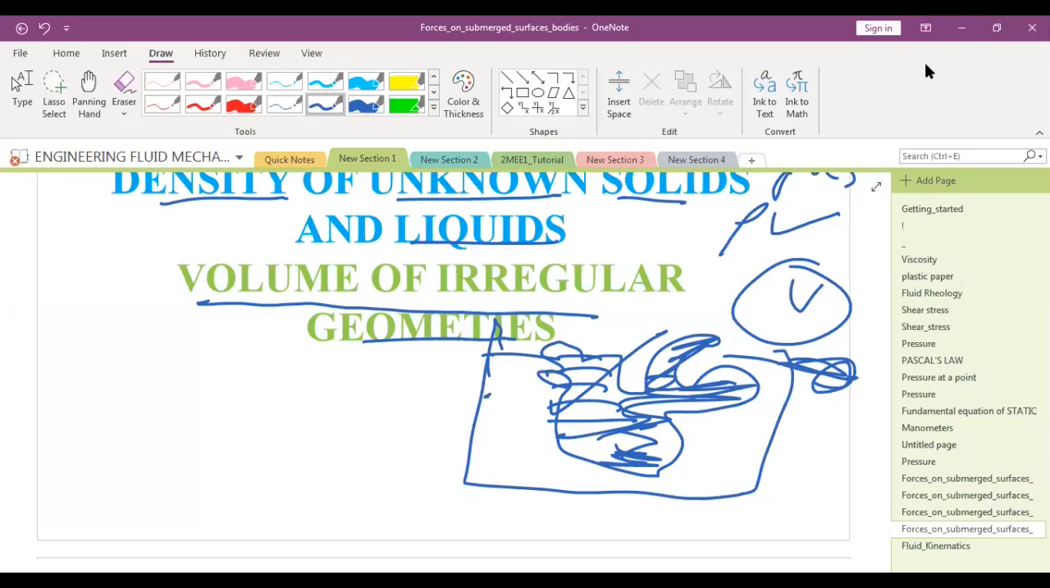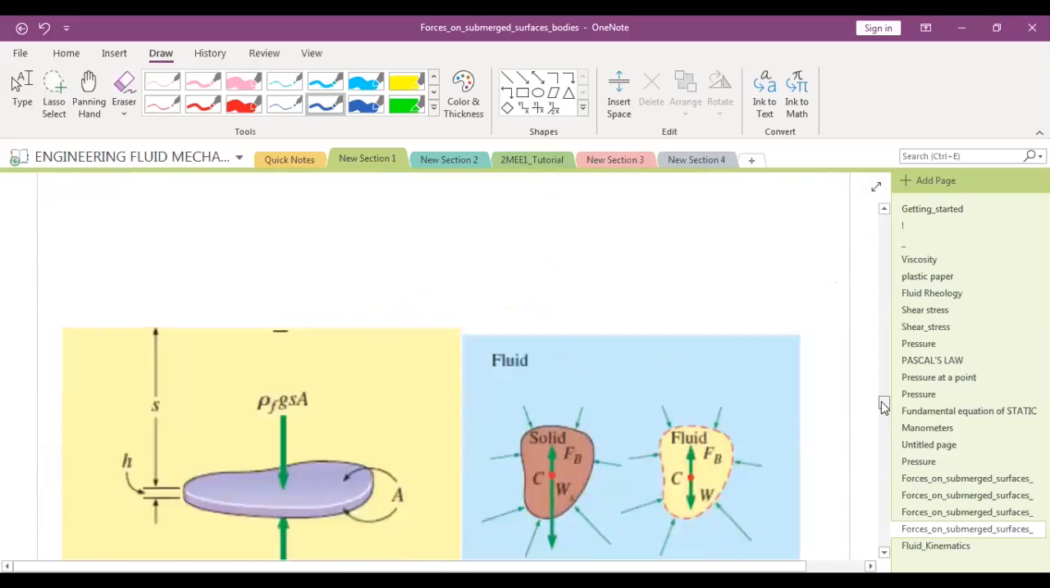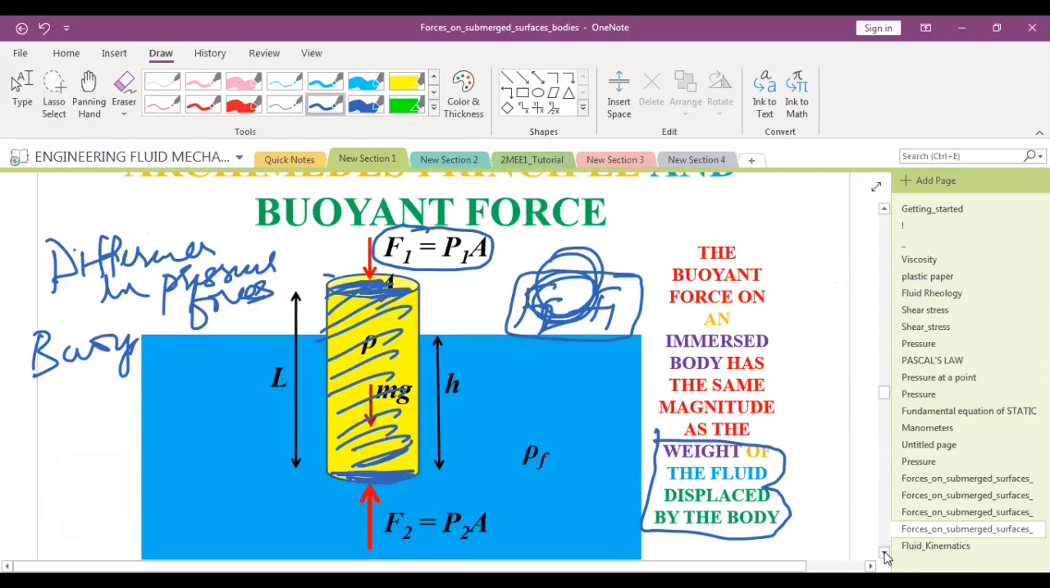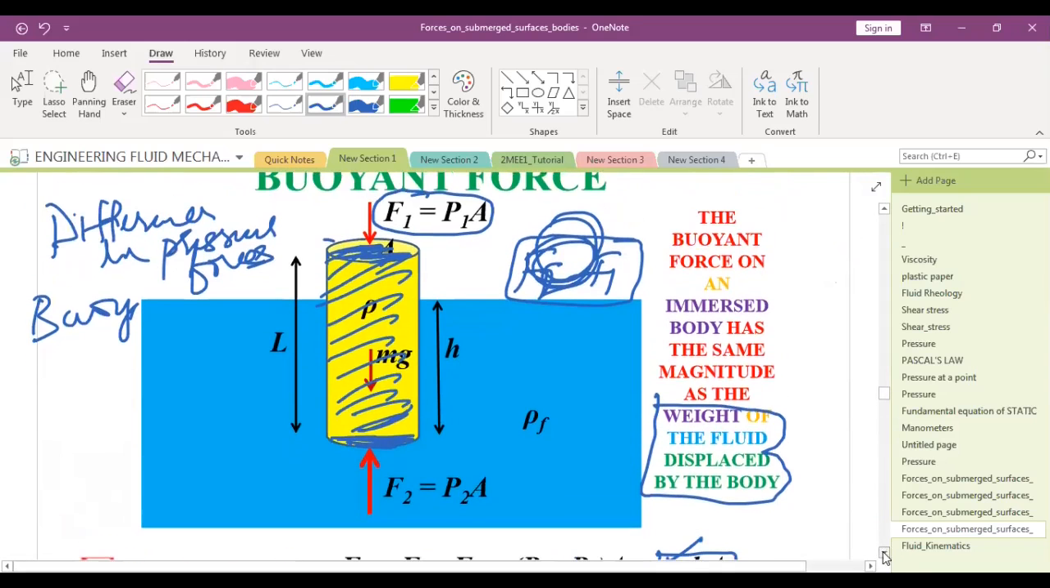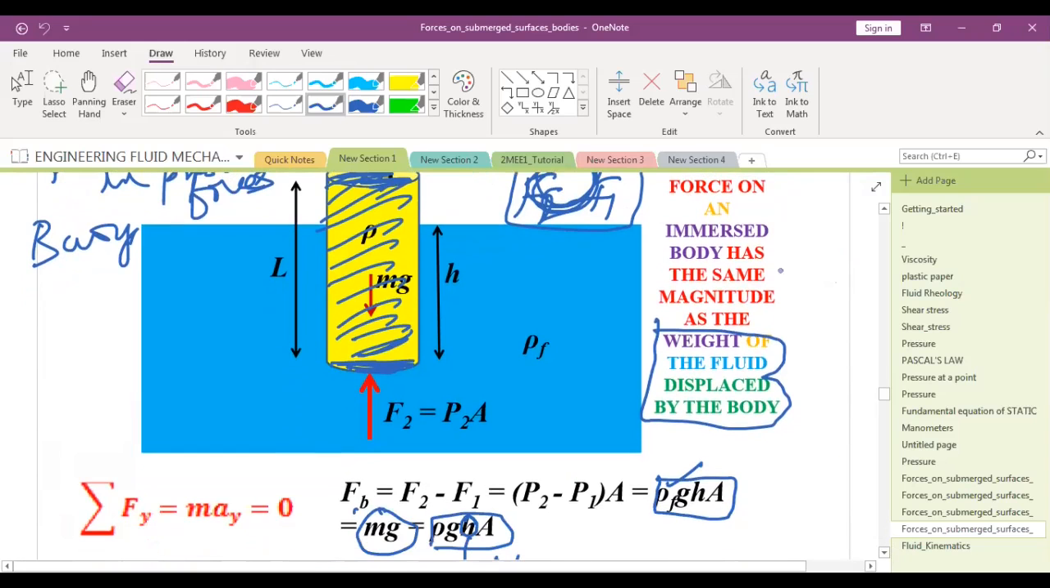साहित्य जिंदल, यस सर. आई डिडंट गेट योर क्वेश्चन. आप क्या कह रहे हैं एक बार, कैन यू रिपीट? सर वो जो सिलेंडर वाला था ऊपर, हाँ सर इसमें एल की जगह एच नहीं आना चाहिए? कहाँ पे? सर आपने नीचे जब लिखा था कि यहाँ पे एच नहीं होगा, एल होगा. हाँ एम जी इक्वल टू रो जी एच ए. ठीक है. तो यहाँ पे सर एच ही नहीं होना चाहिए?